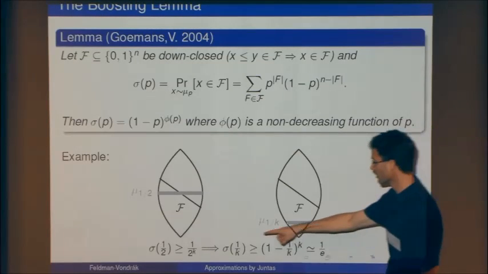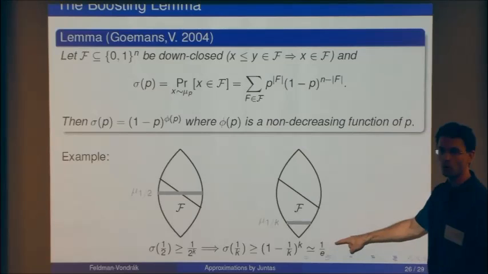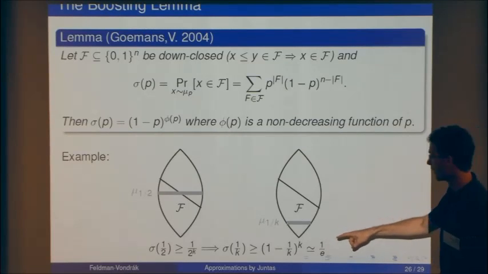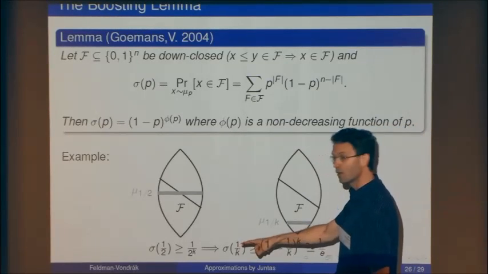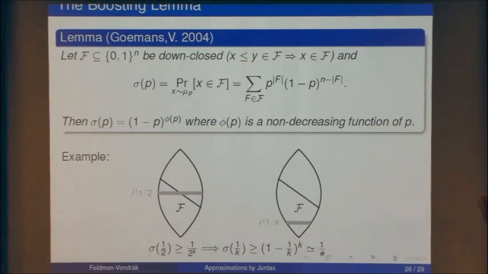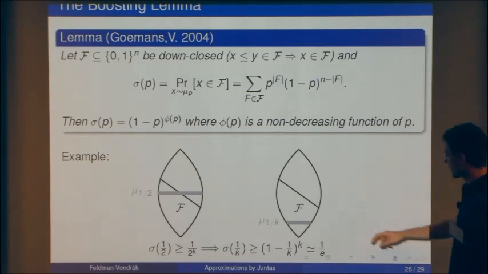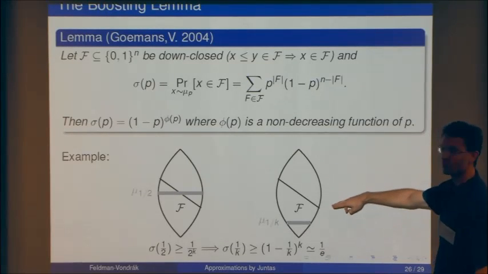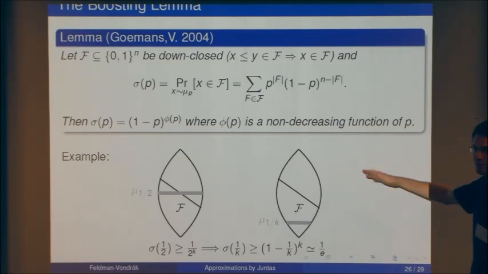So from an exponentially small probability of the event, I go to a constant, and the price is not too bad. I just replace 1/2 by 1 over k. And that's why we call it the boosting lemma. In fact, for an integer k, the proof of this is very easy. I'll leave it as an exercise.